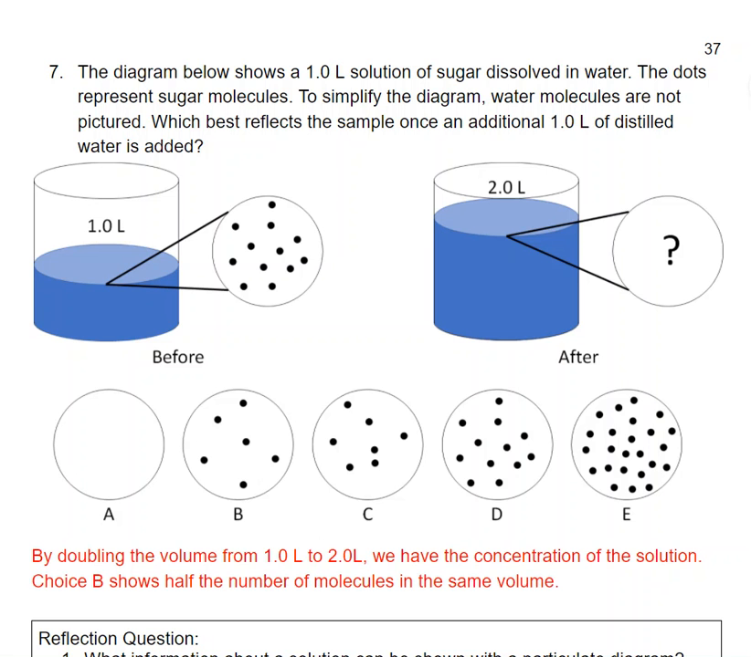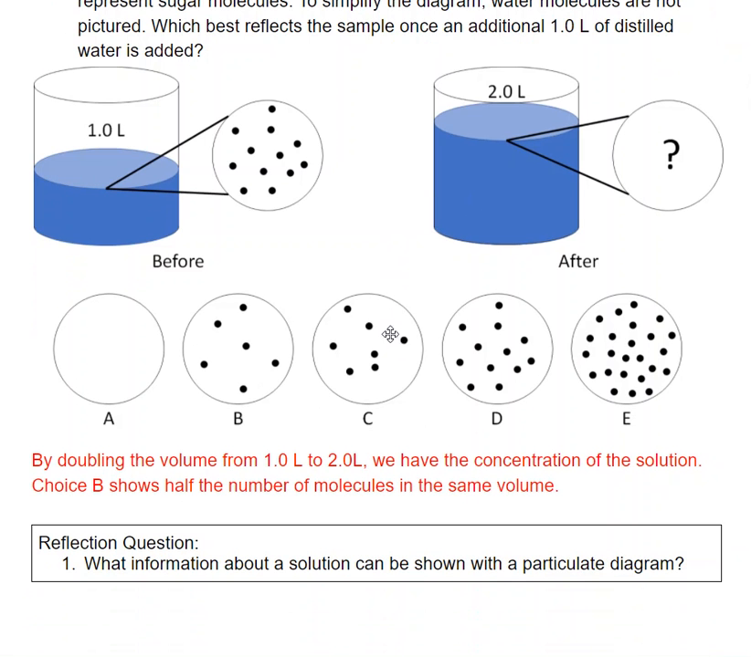We're doubling the volume here, but we still have the same number of moles present. So I need a picture that's going to show me half the concentration. That's going to be picture B here.